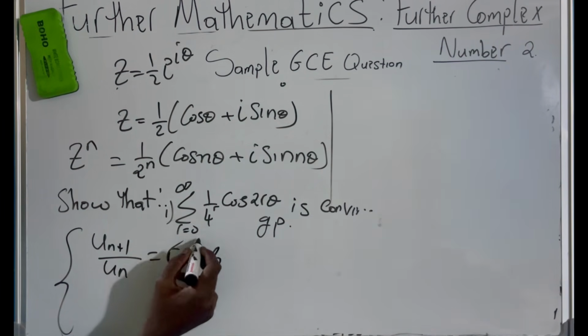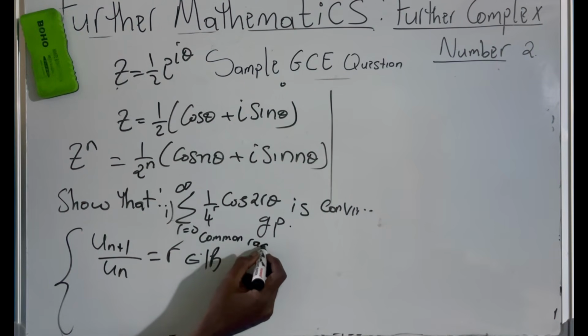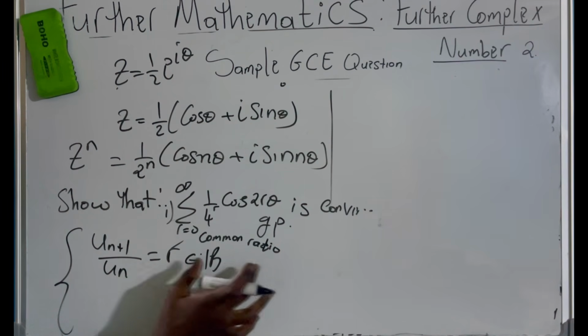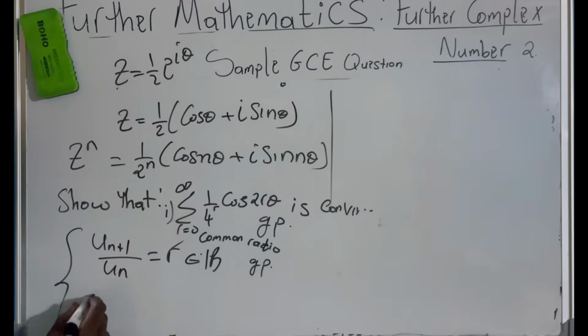r is called what? The common ratio. We covered it already in geometric sequence and series. Now, when it is a GP, to show that it converges, you should prove that the modulus, the magnitude of r, is less than 1.